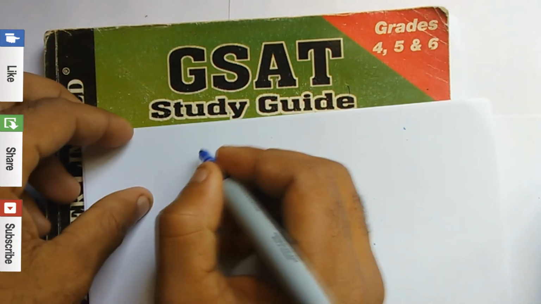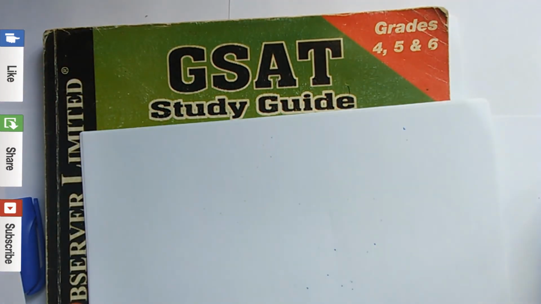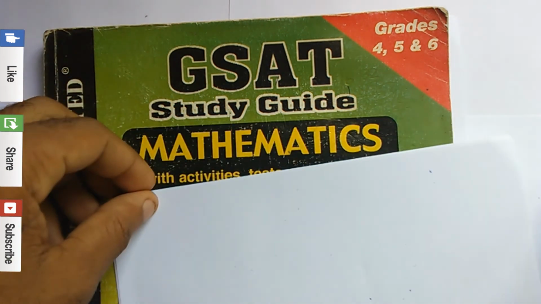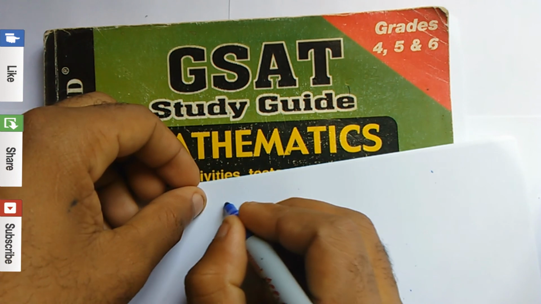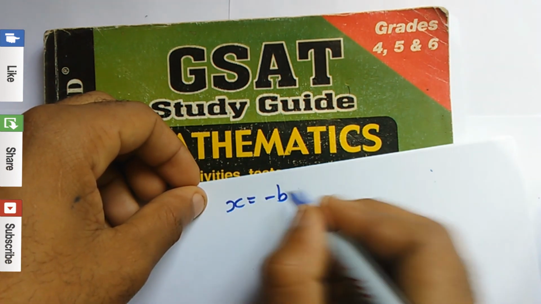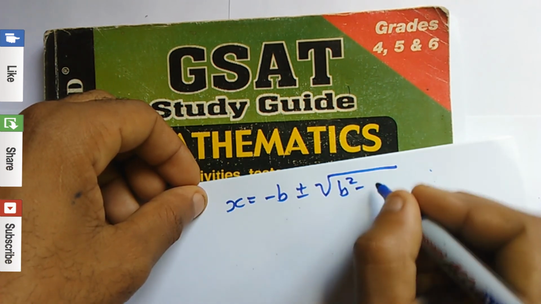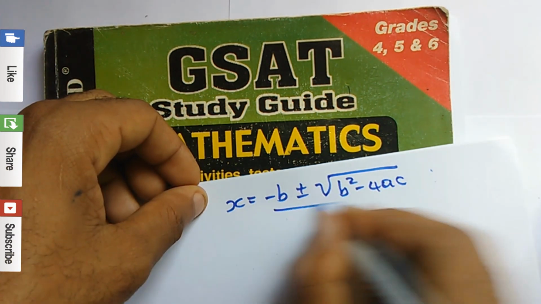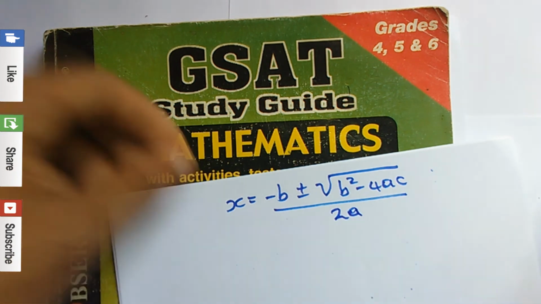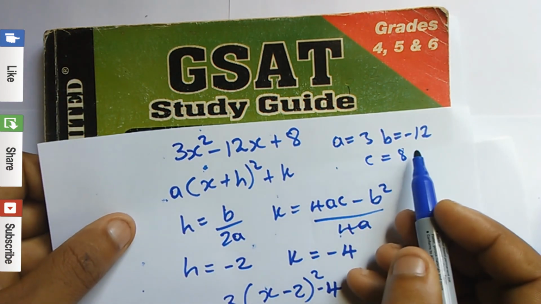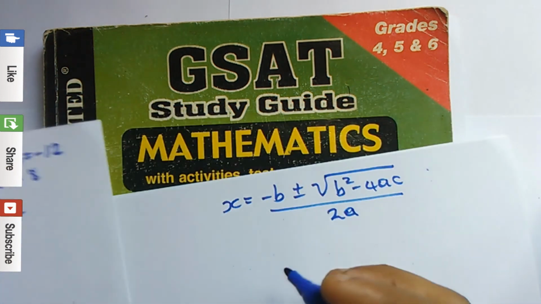I used the quadratic formula in the previous video, so make sure you have watched the video that I did before, to learn how to use the quadratic formula properly. Remember, the quadratic formula is x equal to minus b plus or minus the square root of b squared minus 4ac, all over 2a. So remember, a is equal to 3, b is equal to minus 12, and c is equal to 8.